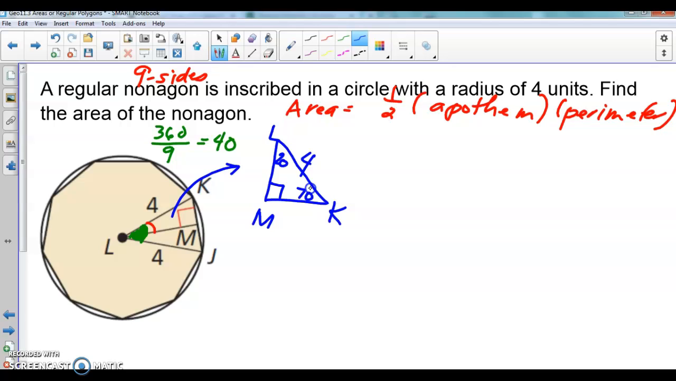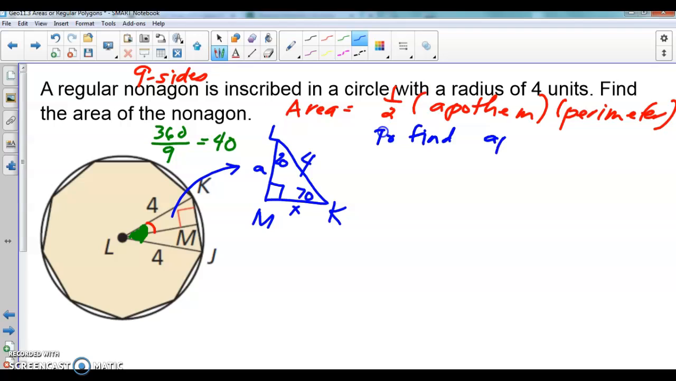Well, how does that help? The apothem is represented by the length of segment LN. So this is the apothem, and this is half of one side, right? We'll call that X. So how do we find the apothem?